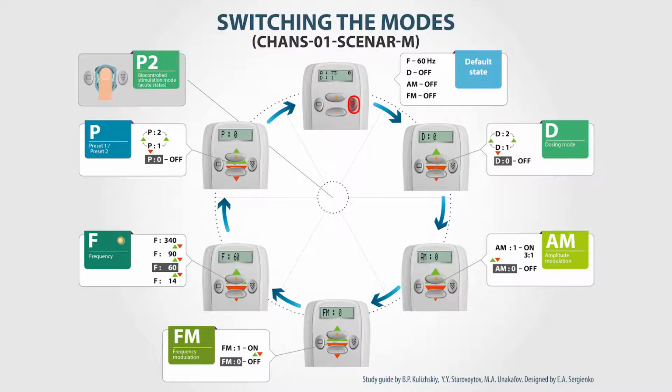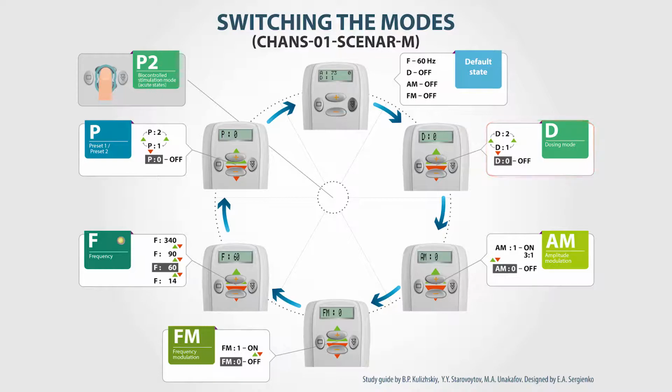By pressing the arrow button once, we select the dosing modes, and then we have 2 seconds to switch it on or switch between them by pressing the plus button, or switch it off by pressing the minus button. If the display says D0, that means that the dosing mode is off. If it says D1 or D2, that means that the dose 1 or dose 2 mode is on.